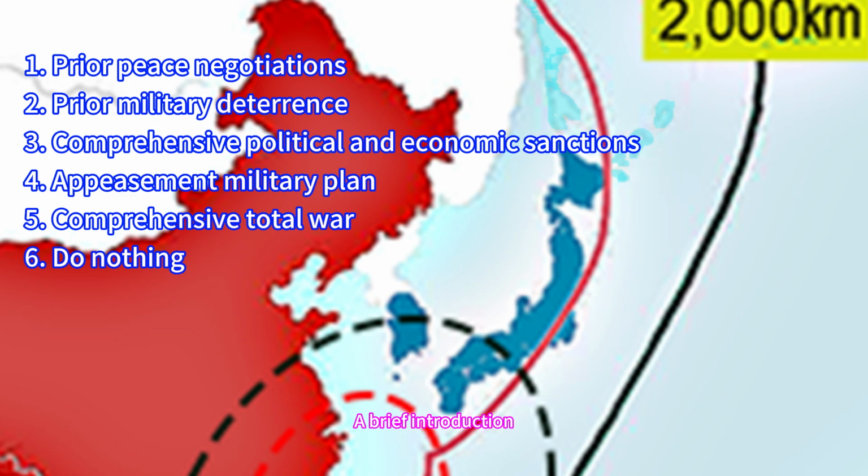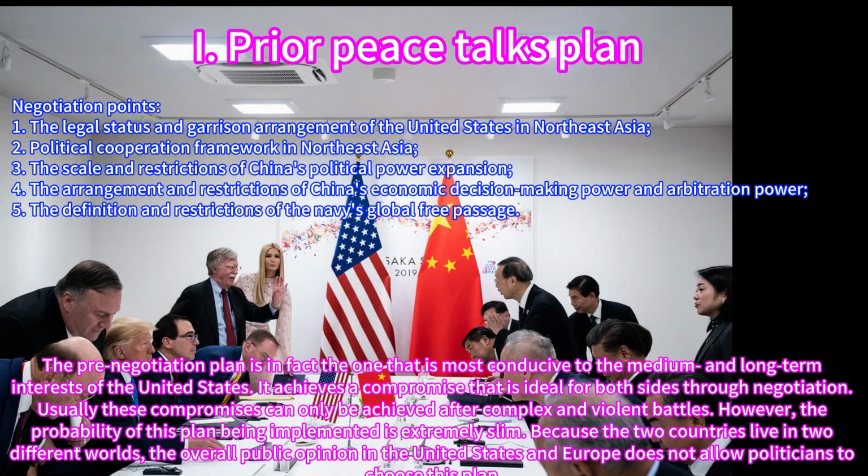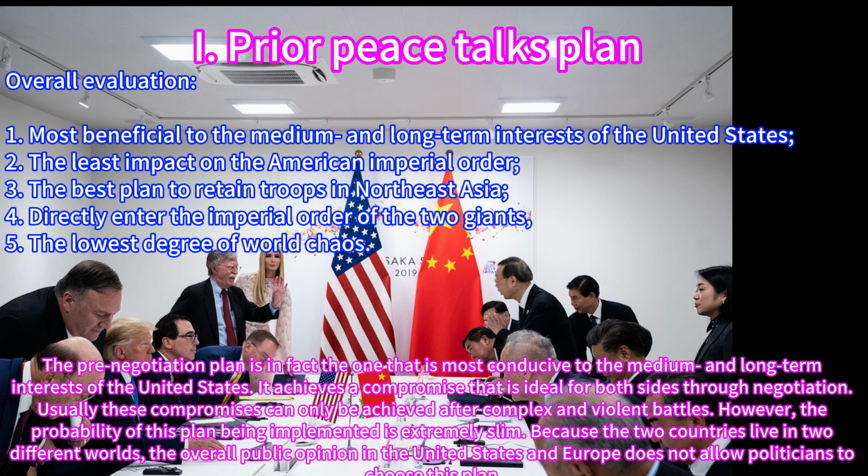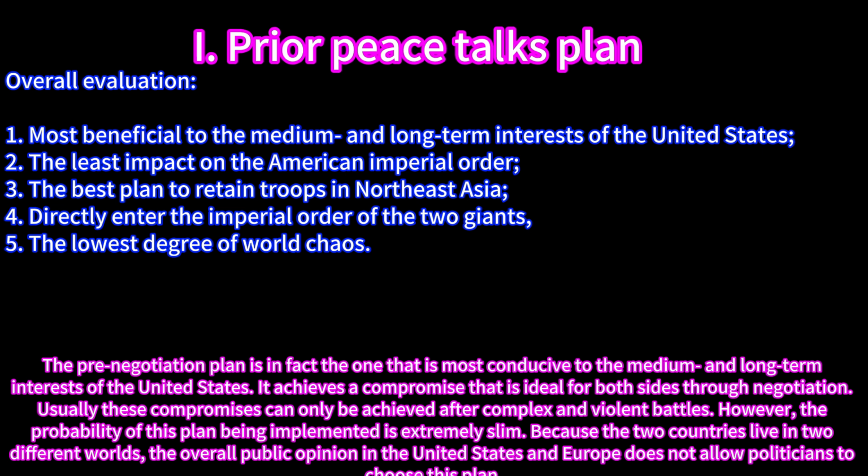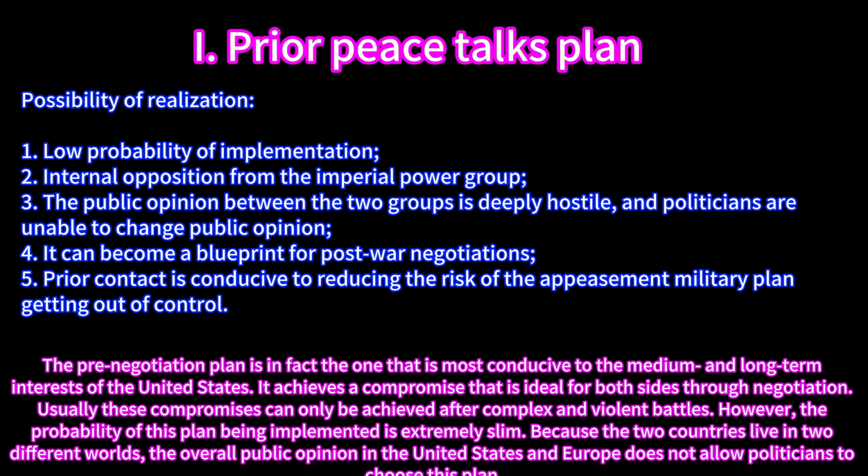A brief introduction. The pre-negotiation plan is in fact the one that is most conducive to the medium and long-term interests of the United States. It achieves a compromise that is ideal for both sides through negotiation. Usually these compromises can only be achieved after complex and violent battles. However, the probability of this plan being implemented is extremely slim.